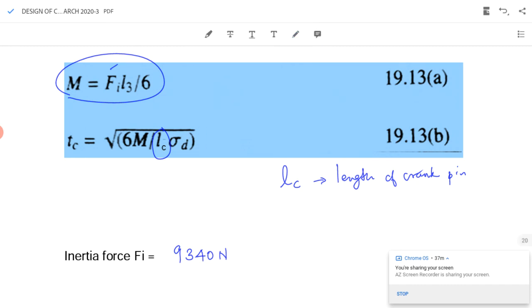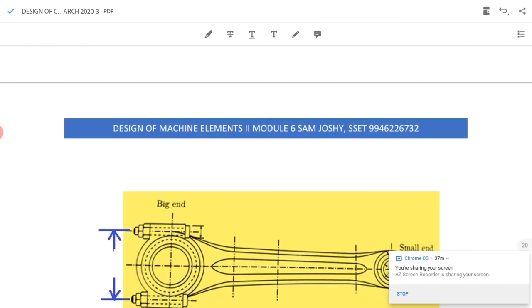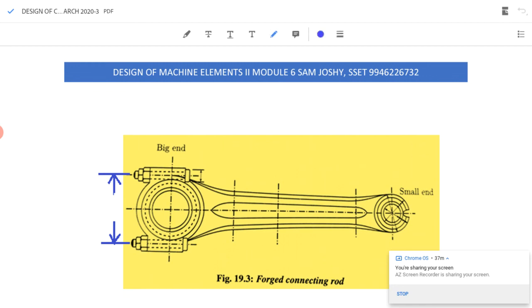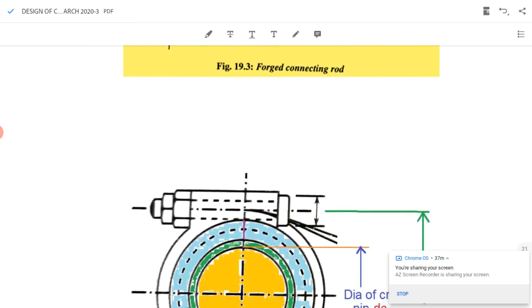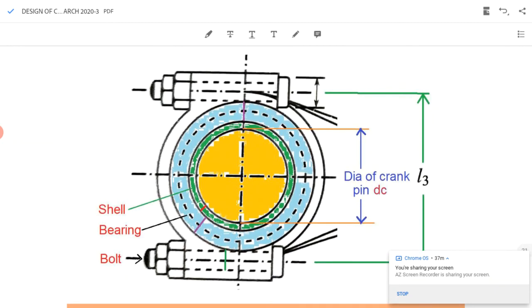Now we have to find L3. What is L3? L3 is the distance between the bolt centers. How will you find the distance between the bolt centers? We'll see. I have a magnified view. Here the yellow region represents the crank pin. Its diameter is Dc. It is surrounded by a bearing shell and a bearing, and we have two bolts at both ends. I need to find the distance L3.